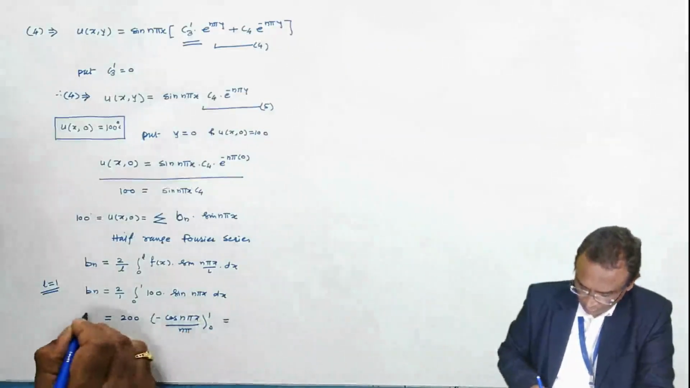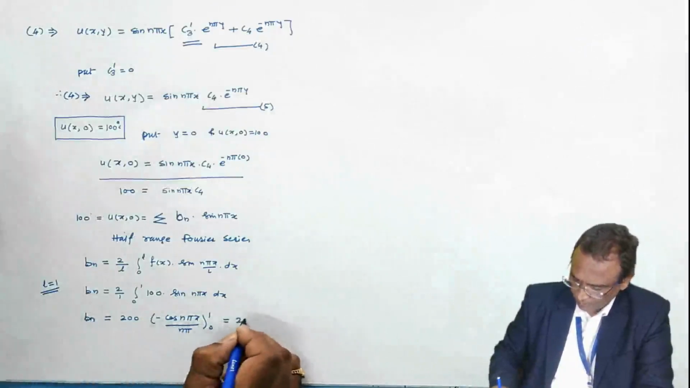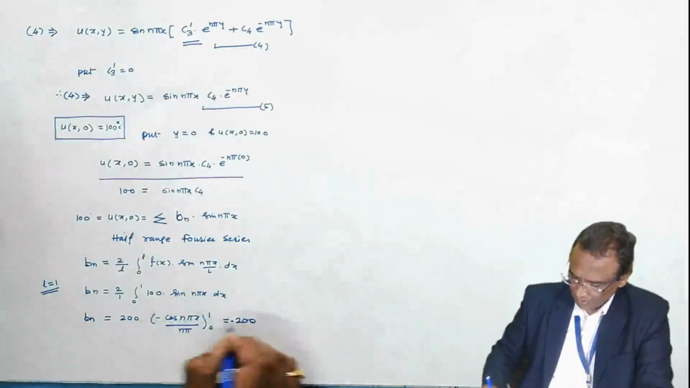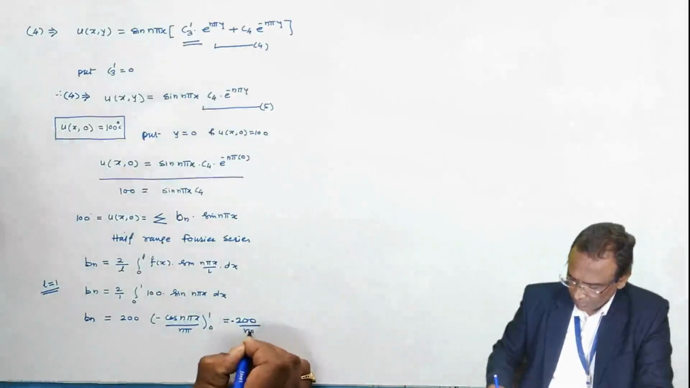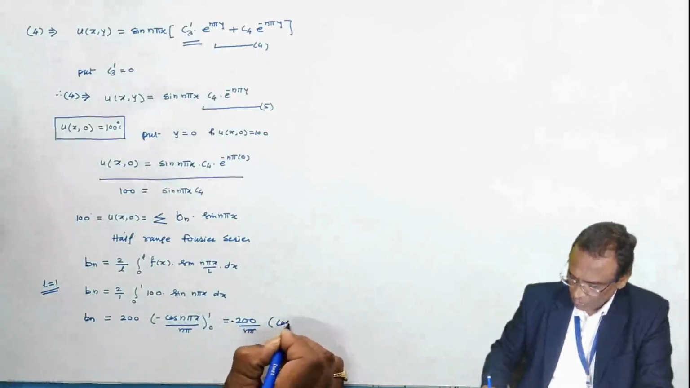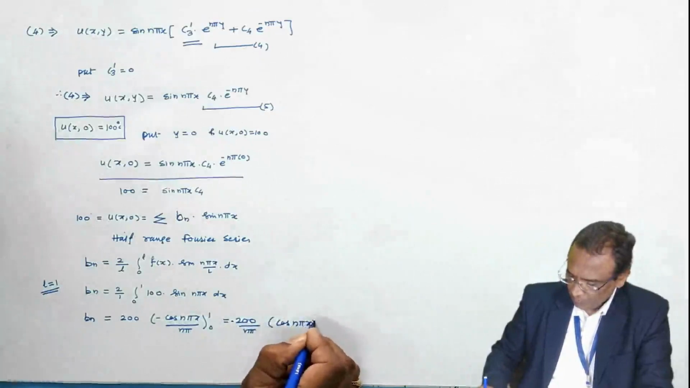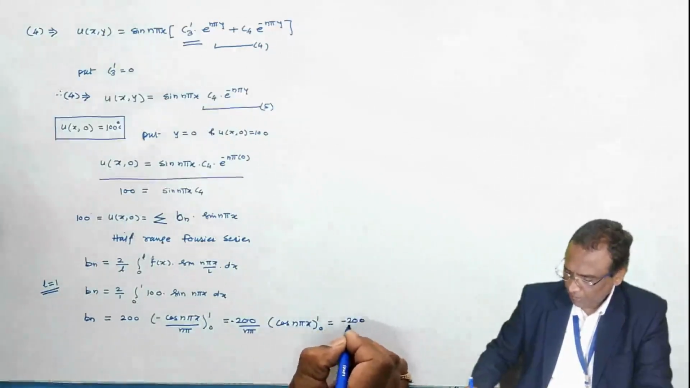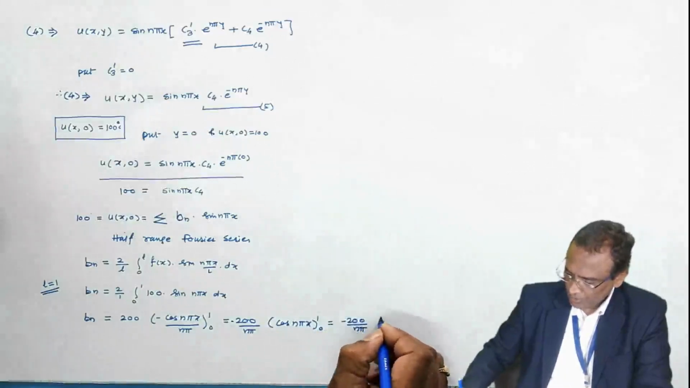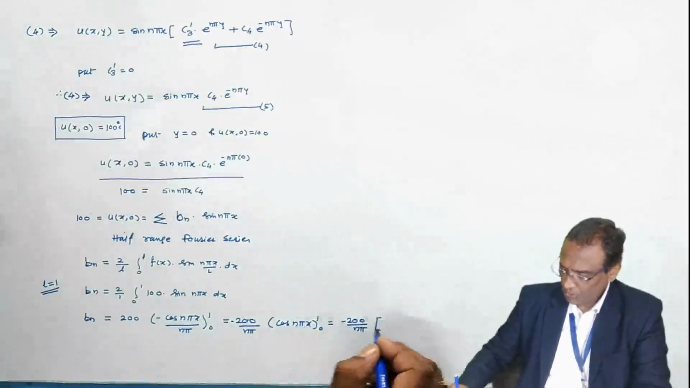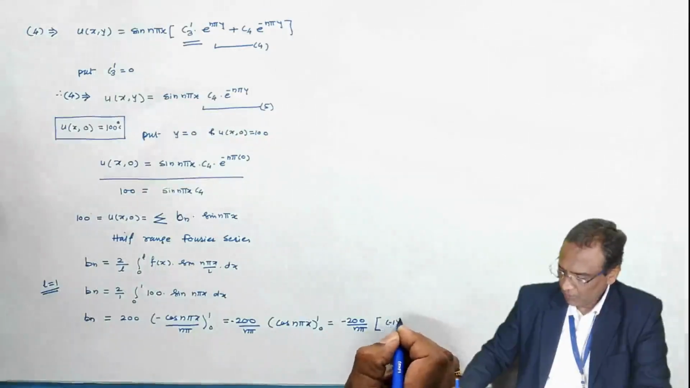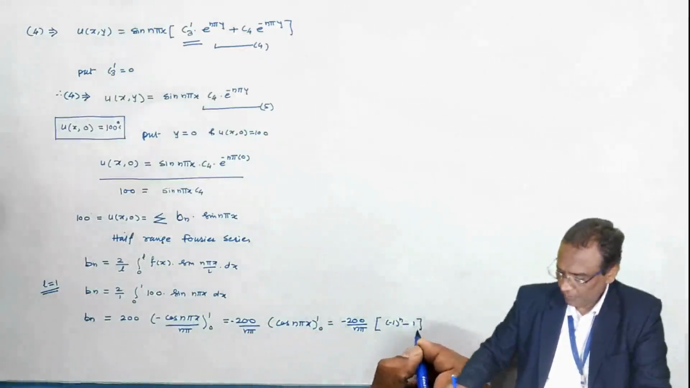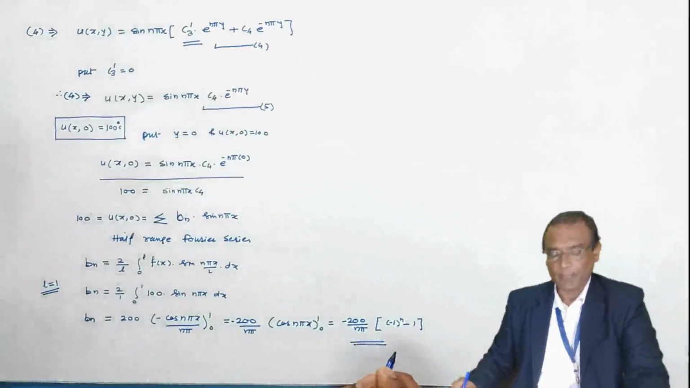The same thing we have done in previous problems also. 200, now the minus I have taken outside, n pi I am taking outside, cos of n pi x from 0 to 1. Then minus 200 by n pi. We substitute x equal to 1, cos n pi is minus 1 to the power n. We substitute x equal to 0, cos 0 is 1. So this is the value of Bn.